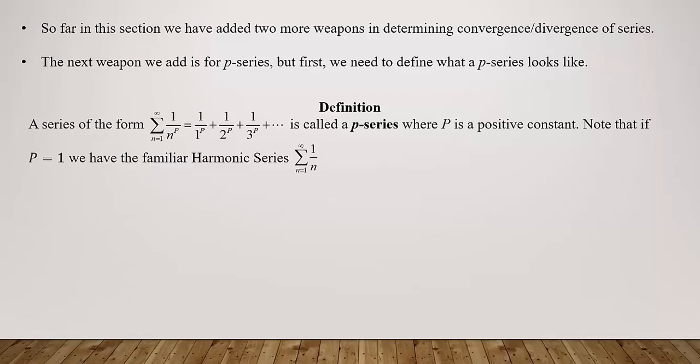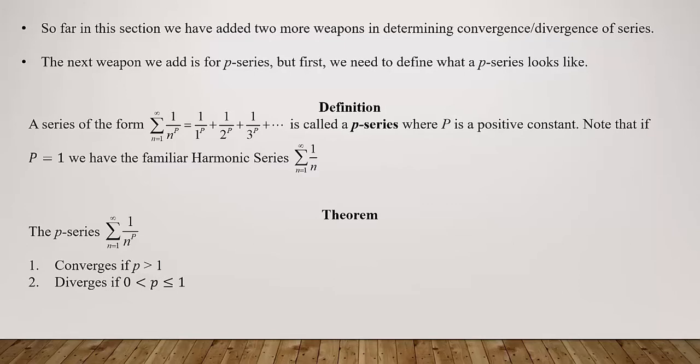So now that we know what a p-series looks like, let's look at this theorem. The p-series, the sum of n equals 1 to infinity of 1 over n to the p, converges if p is greater than 1. The p-series diverges if 0 is less than p is less than or equal to 1. Very easy to know when a p-series converges or diverges. A very, very friendly test.